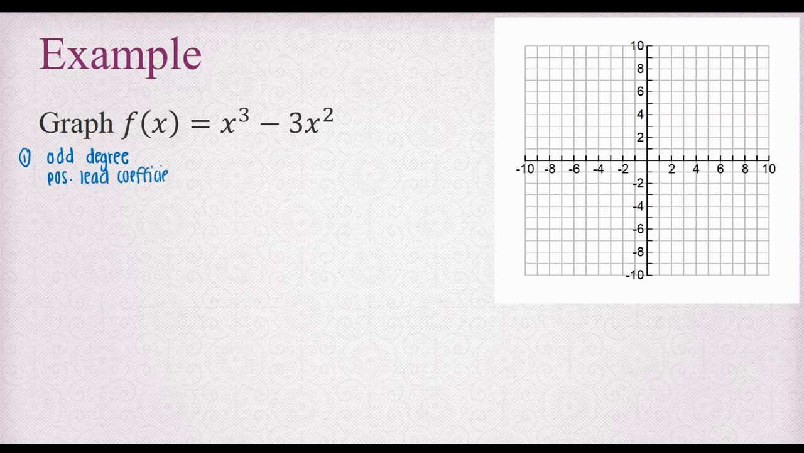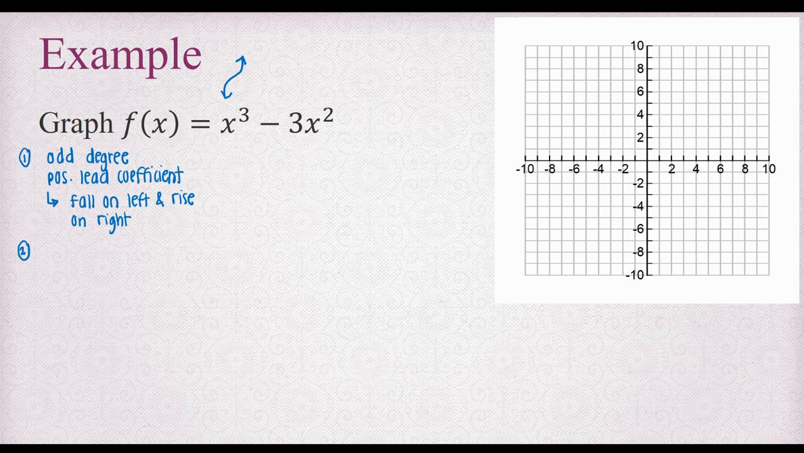So anytime we have an odd degree, I know that one end of my graph is going to be rising and one end is going to be falling. Because it's a positive lead coefficient, that tells us that we're going to fall on the left and we're going to rise on the right. Because think of a basic cubic function. A basic cubic function looks like this, okay? So we know our end behavior.